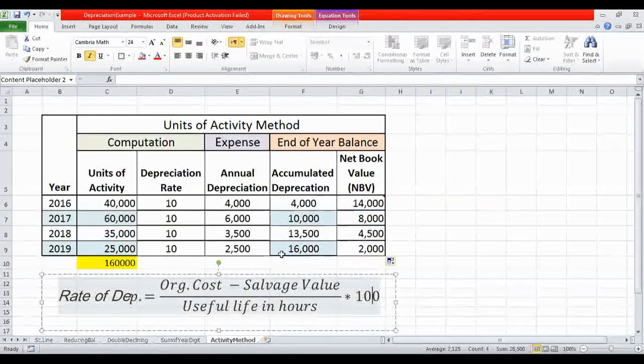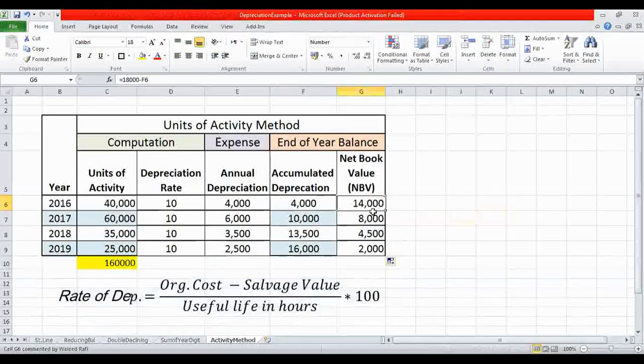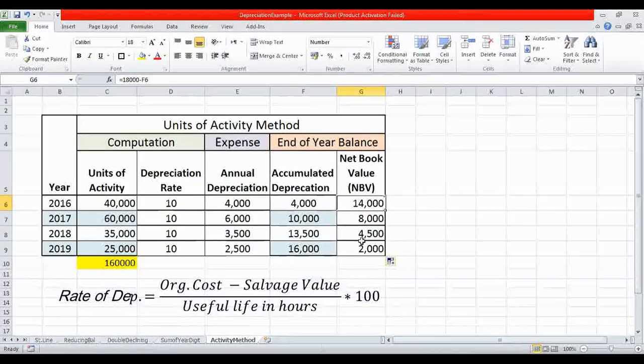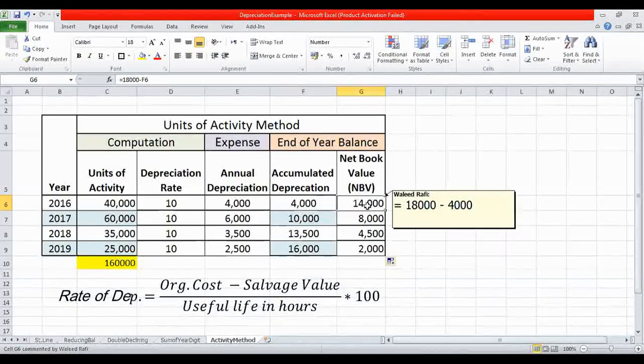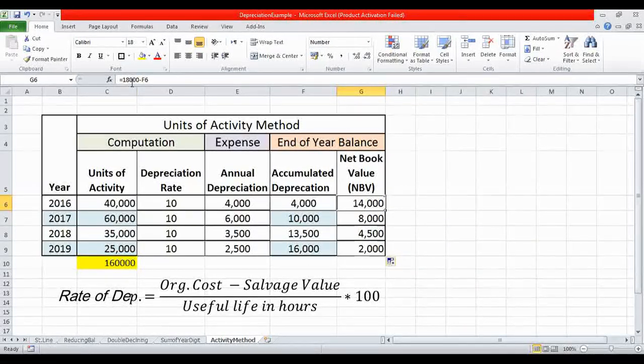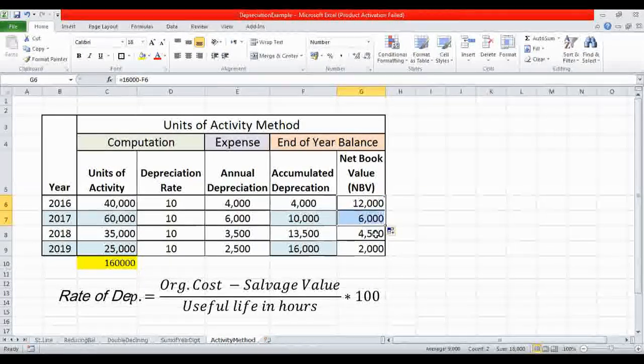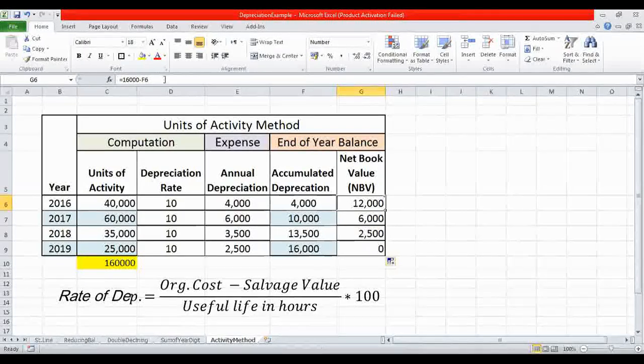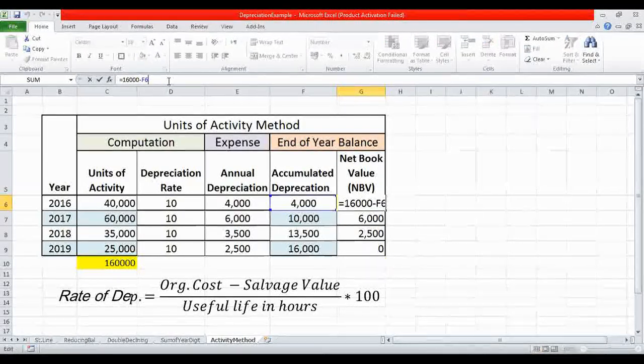So you can see at the end of this useful life, because we started calculating it with 18,000, we are getting 2,000 at the end. If we start it over here with 16,000, you will get 0 over here. Let's try to do with 16,000. So if we drag it over here, 0. So it depends upon you where you want to start in the formula bar on top. You can see that if we start with 16,000 for this method, at the end we will get 0.